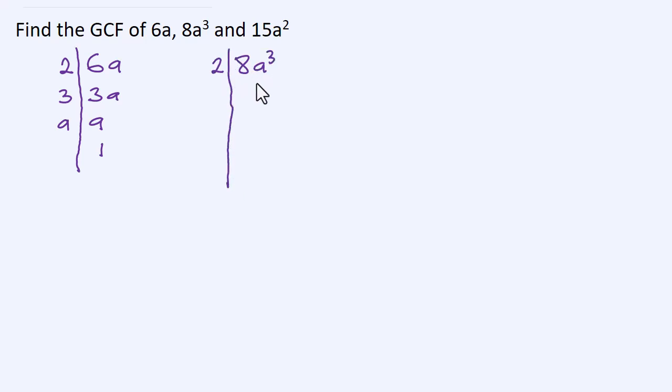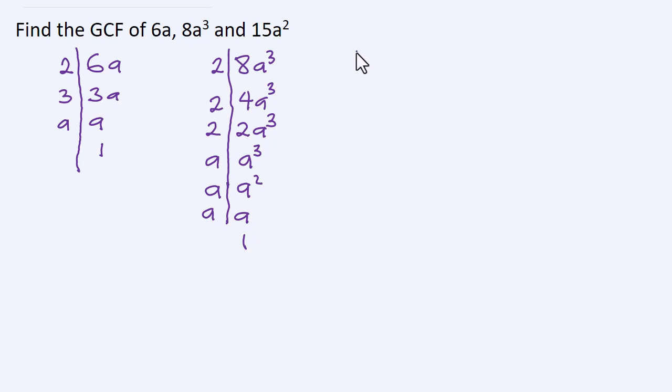2 can go here. 8 divided by 2 gives us 4a cubed. 4 divided by 2 gives us 2a cubed. And 2 divided by 2 is 1, so a cubed. a can divide a cubed to give us a squared. a divided by a squared gives us just a. And a divided by a is 1.